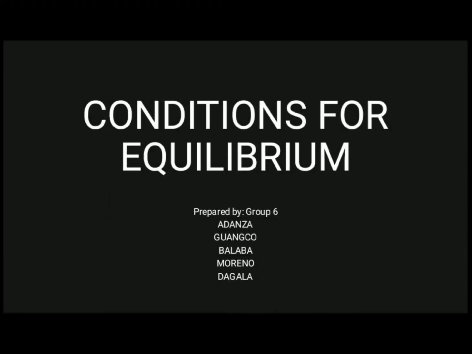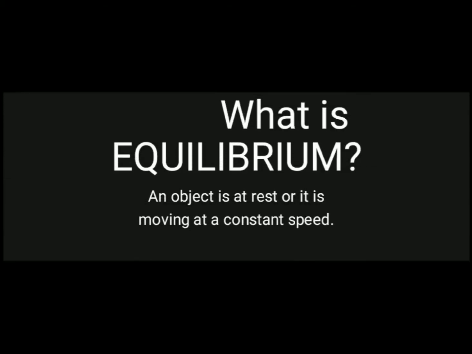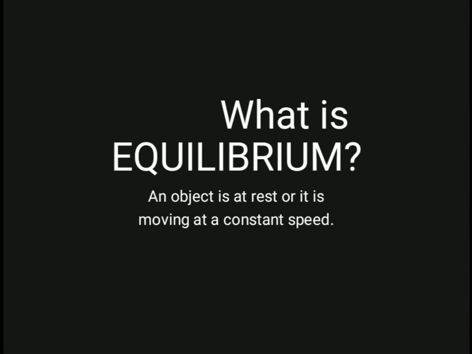Conditions for equilibrium. First, we get to know what is equilibrium. Equilibrium is an object at rest or it is moving at a constant speed. Now, there are two conditions that must be met for an object to be in equilibrium.